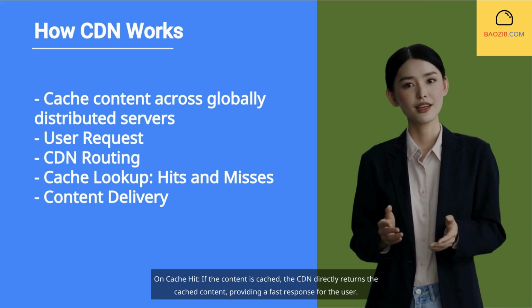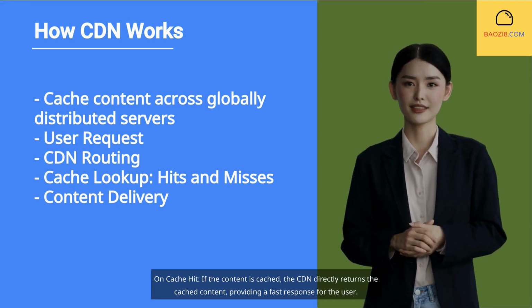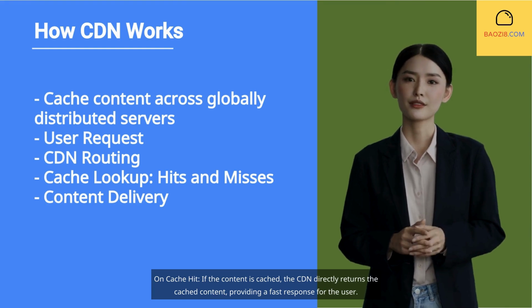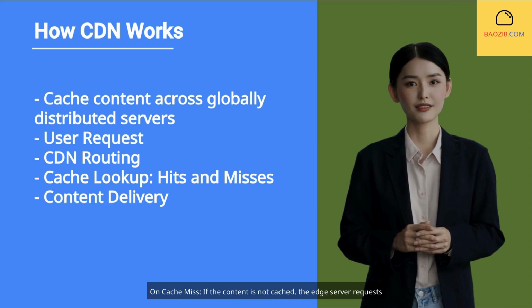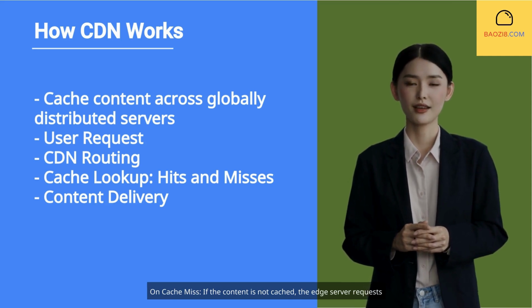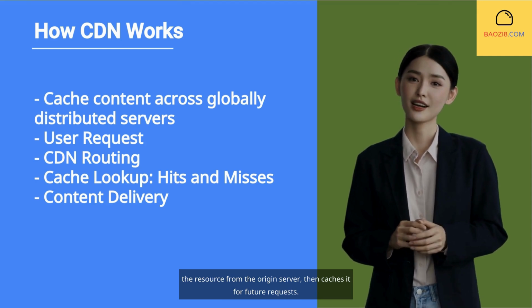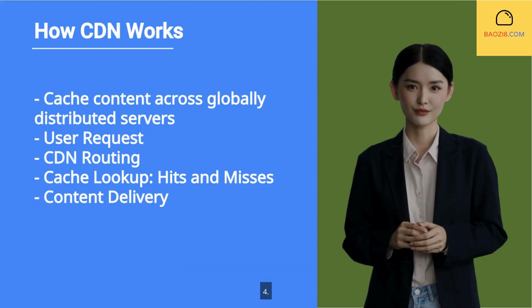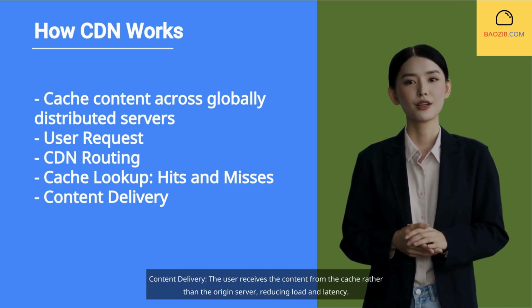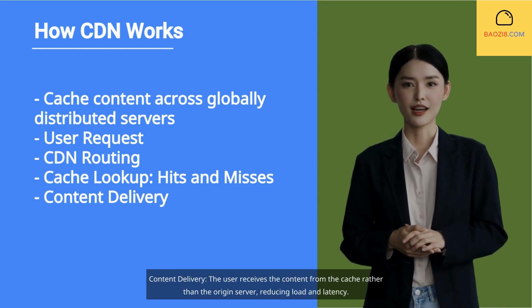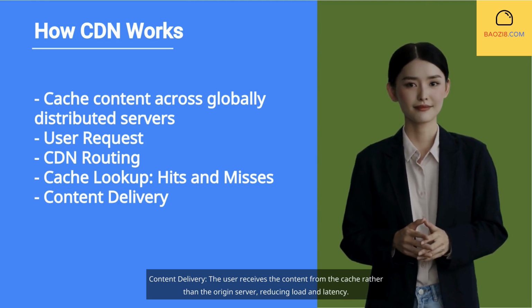On cache hit, if the content is cached, the CDN directly returns the cached content, providing a fast response for the user. On cache miss, if the content is not cached, the edge server requests the resource from the origin server, then caches it for future requests. 4. Content delivery. The user receives the content from the cache rather than the origin server, reducing load and latency.